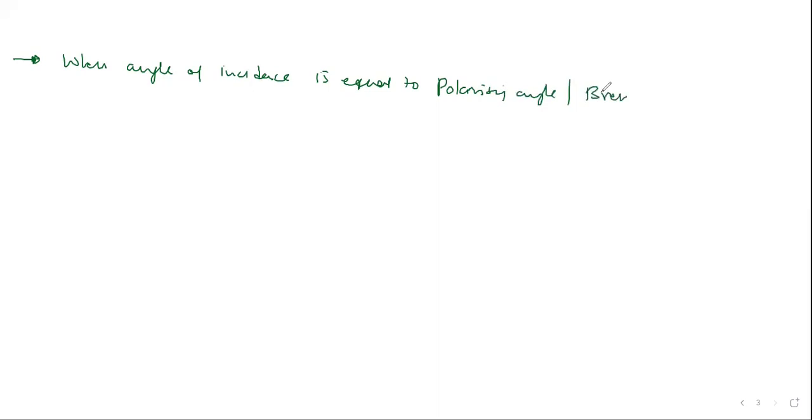So what happens when the angle of incidence is equal to either the polarizing angle or Brewster's angle, the polarizing angle, or you say Brewster's angle of incidence.